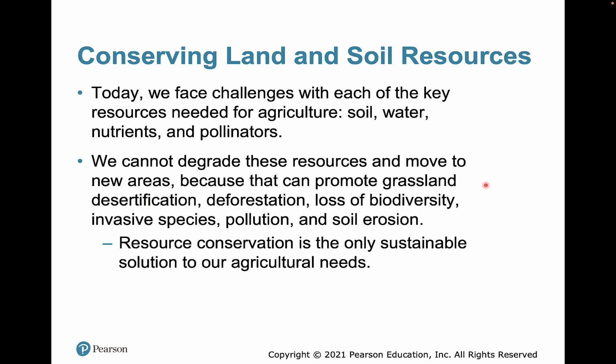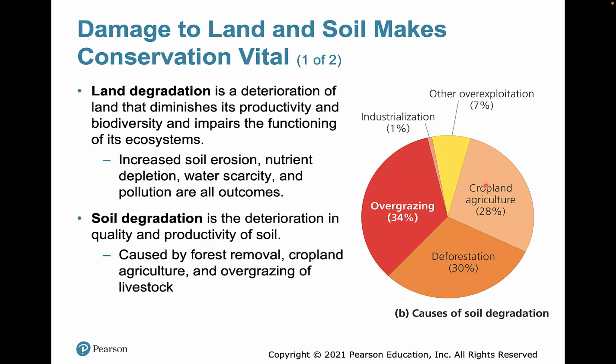So how can we conserve land and soil resources? We're facing challenges with each of those things that we need for agriculture: soil, water, nutrients, and pollinators. We can't degrade these resources and move to new areas, because then that's where we get desertification, deforestation, loss of biodiversity, the rise of invasive species, additional pollution, and soil erosion. So we have to do something to conserve these resources. It's the only sustainable solution.